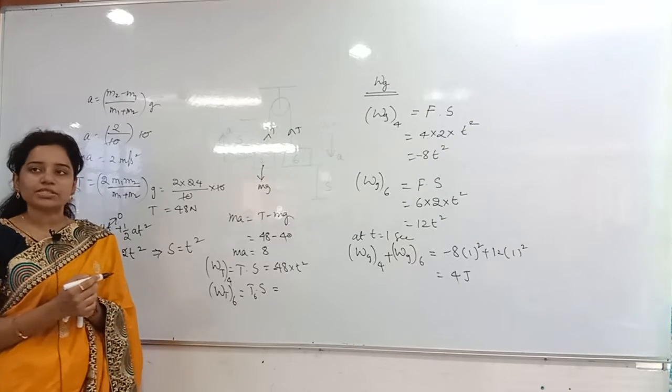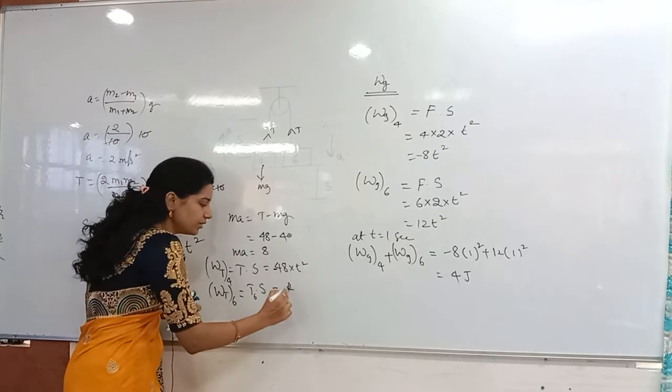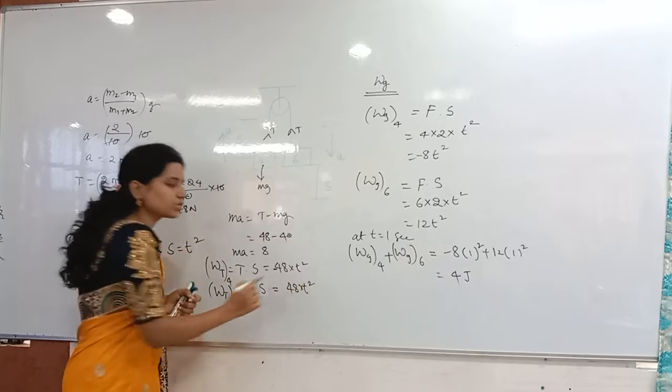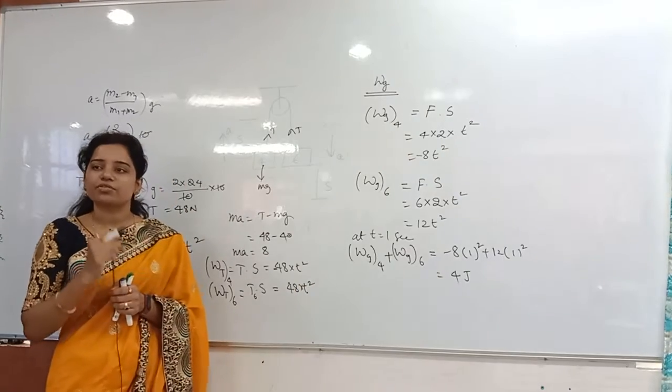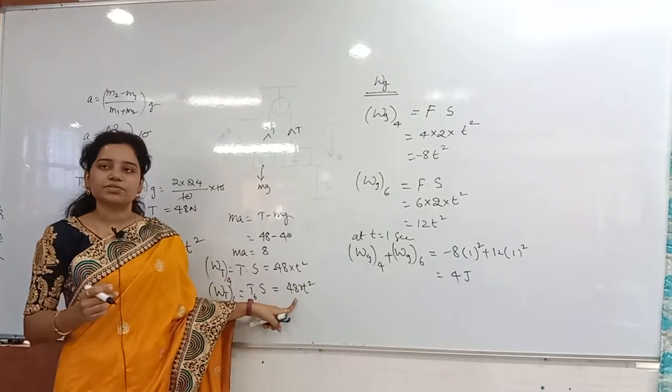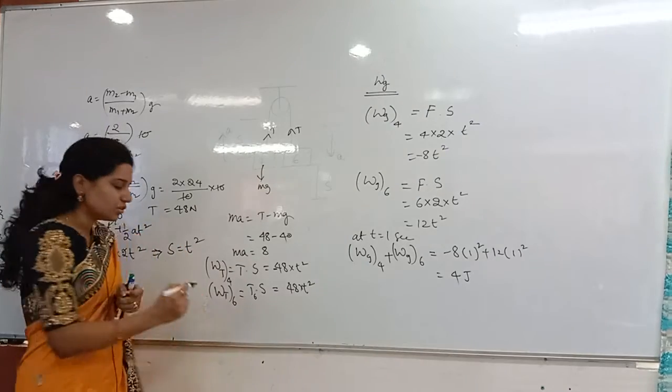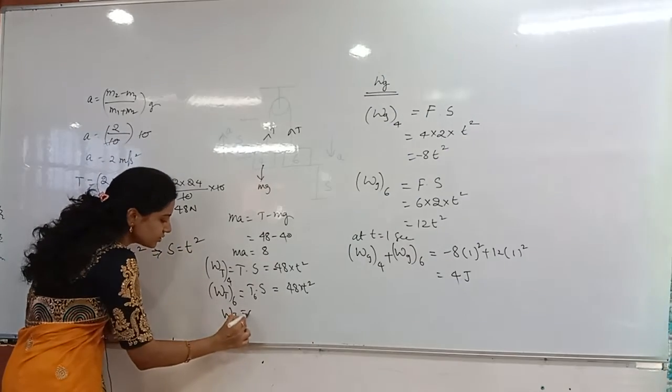Tension on the 6 kg is how much again? 48 only. And displacement is how much? T square. Plus or minus? Plus we have to take minus 48 and then plus 48. Then how much will it be? 0. Work done by the tension is 0 here.